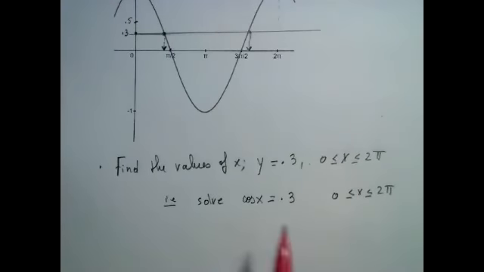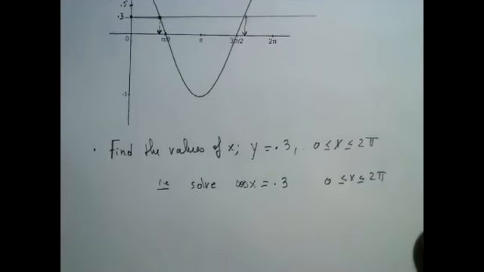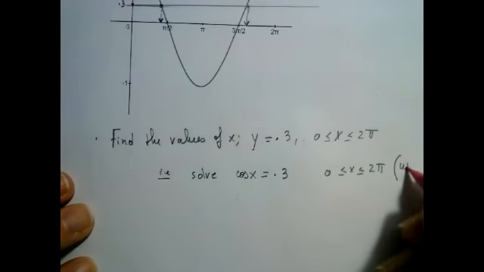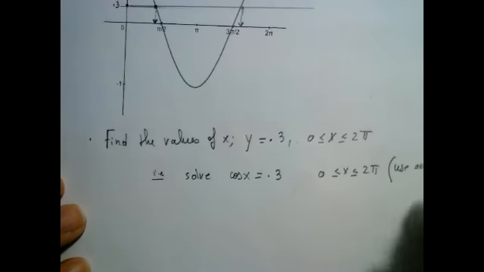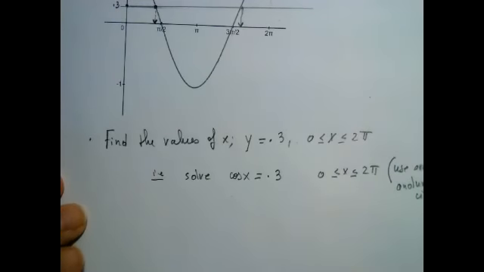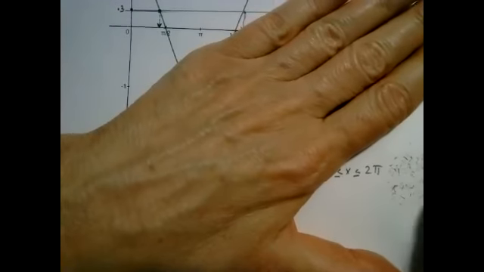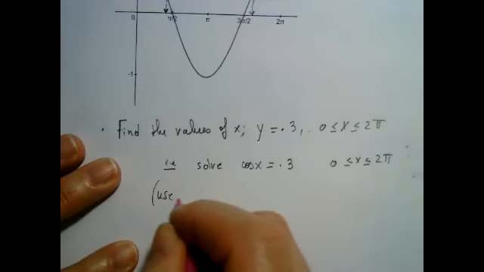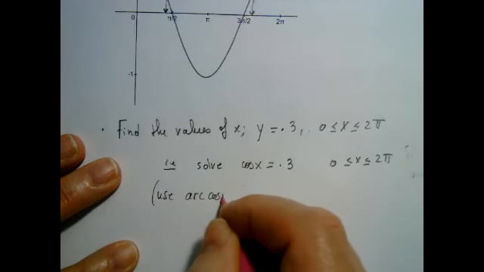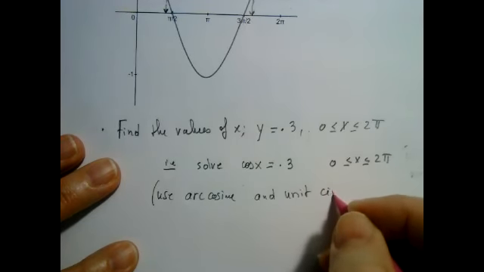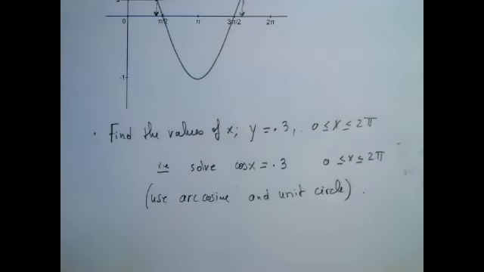Now, the way we are going to solve it is exactly the way we've been learning how to do it. It means we're going to use the arc cosine and the unit circle. That's how we're going to solve it, nothing new. Okay, so sorry, I know that you didn't see a word here. So I'll rewrite it. So we're going to use the arc cosine and the unit circle to solve this. Okay. All right, so let us see.